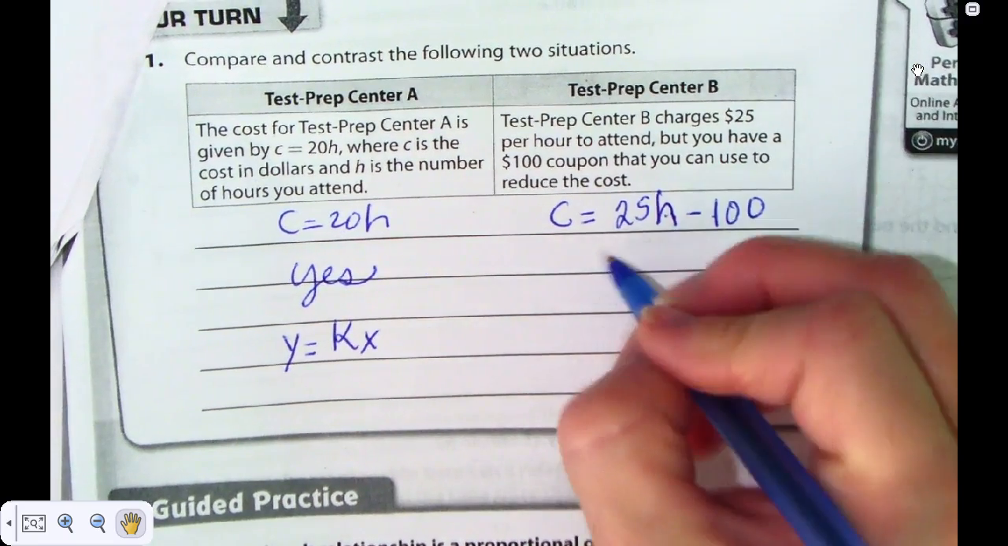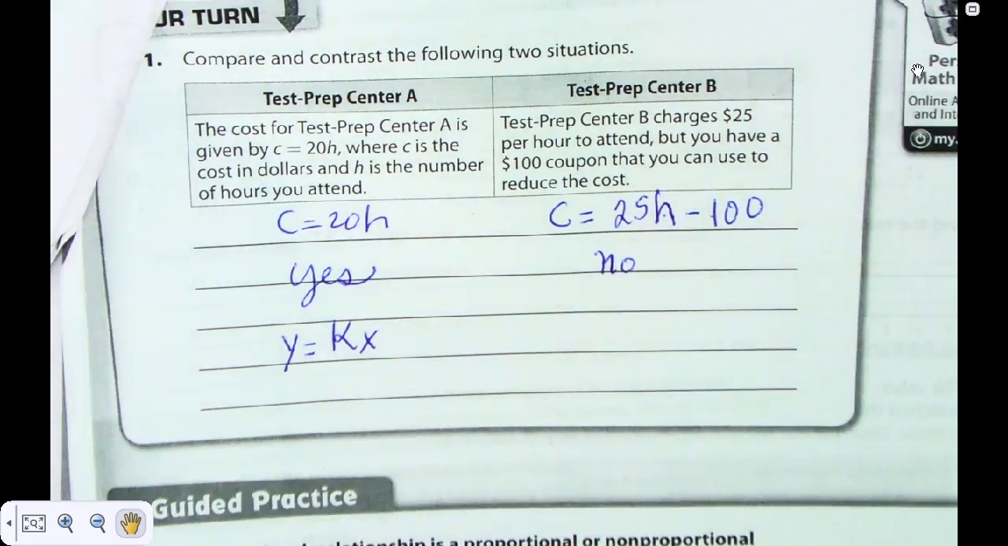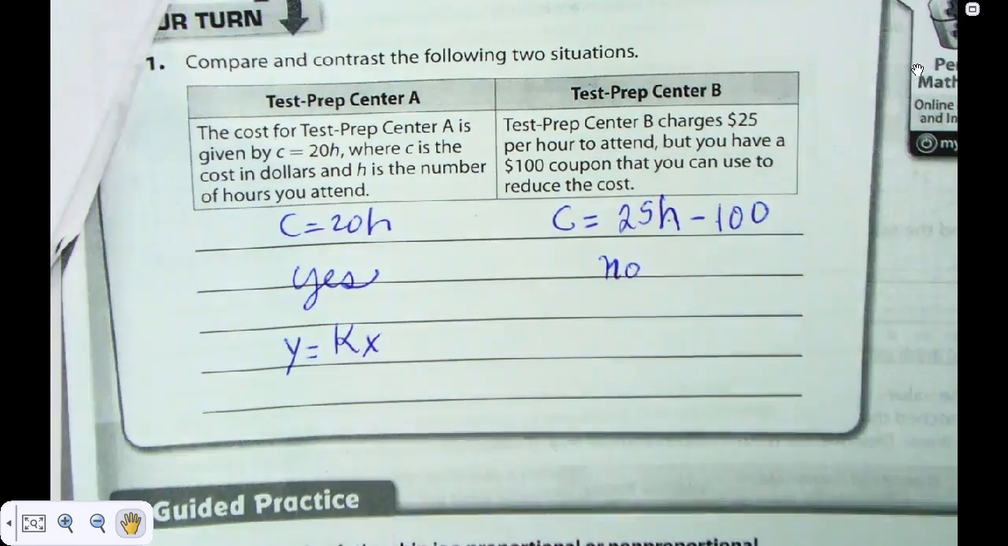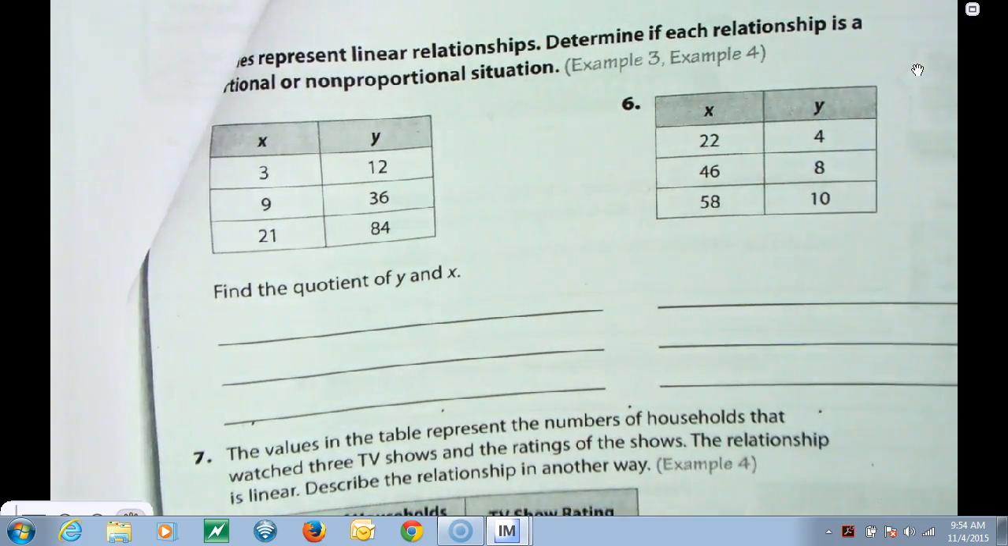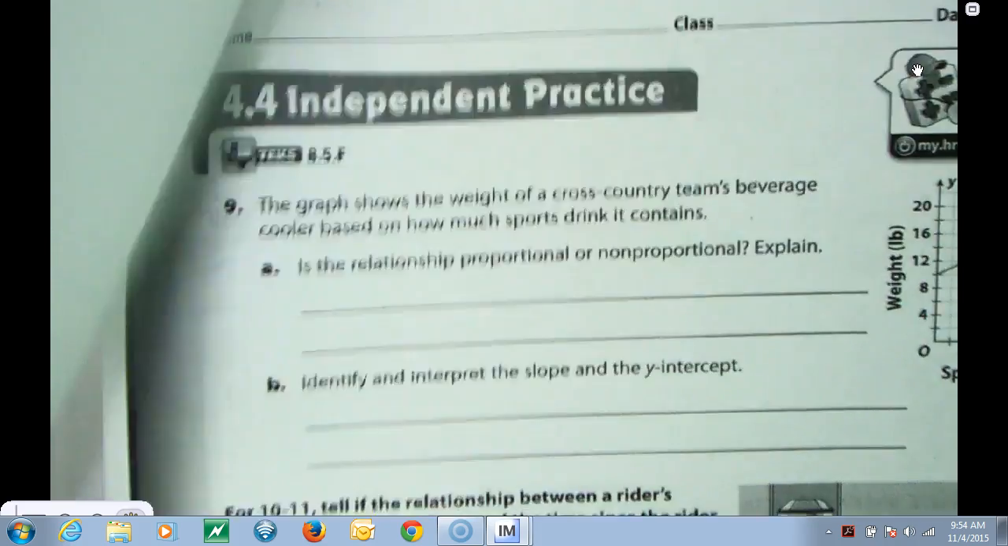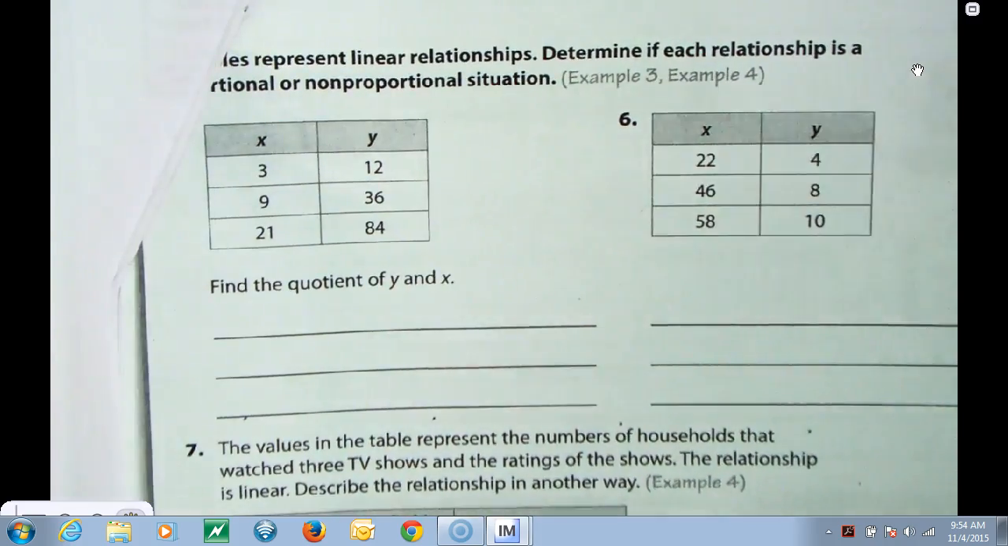Would this be proportional? No. What's the y-intercept? Negative 100. Good. Negative 100. What's the slope? You're going to really have to know that in a minute. Okay, turn to 112. We're going to see if that's proportional or not.